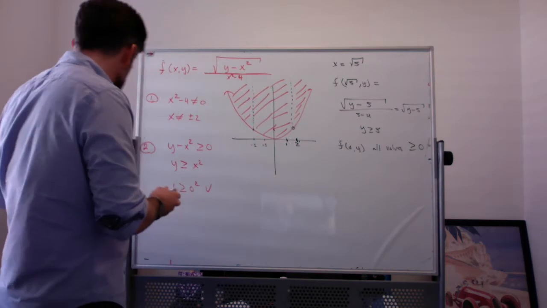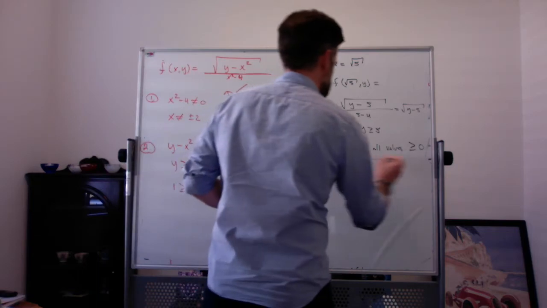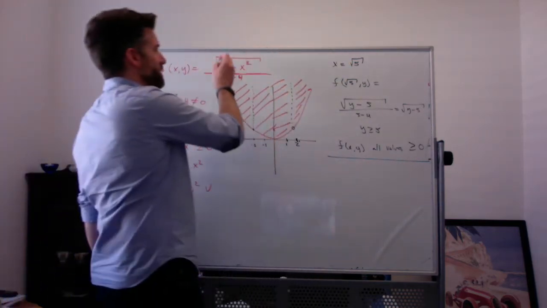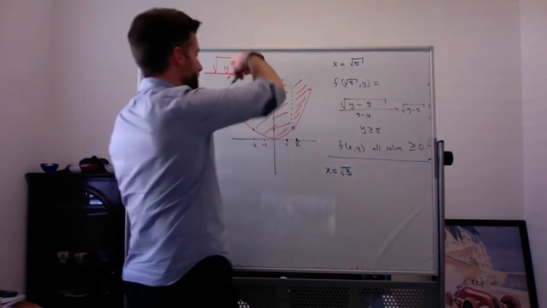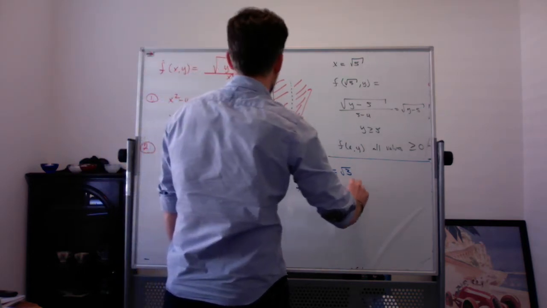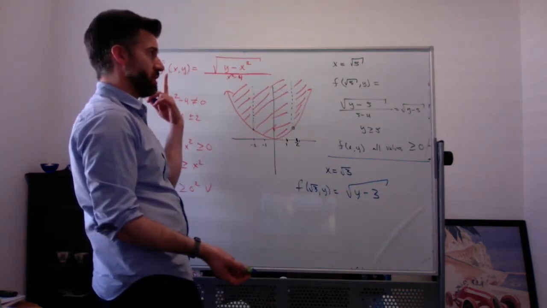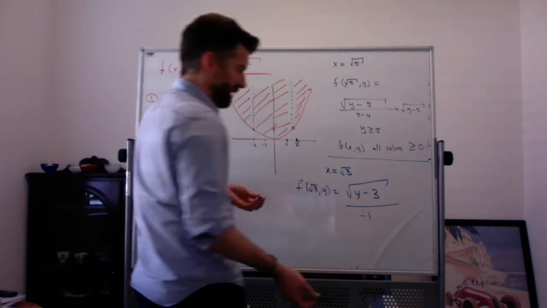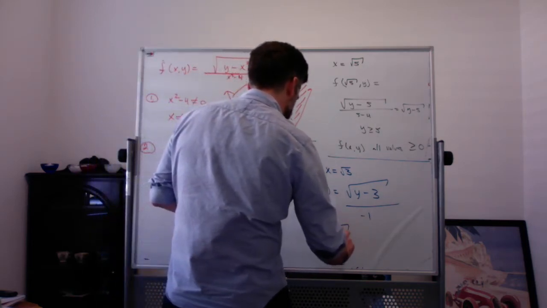But we can also get the negative ones, and we can do that by setting x equal to the square root of 3. Again, I'm trying to make the denominator plus or minus 1, and I'm pretty sure the numerator can be all the positive values. So if x is equal to the square root of 3, then f of square root of 3 comma y is equal to the square root of y minus 3, because x squared is 3, all over 3 minus 4, which is negative 1. Dividing by negative 1 just means you're changing the sign. So this is equal to the negative square root of y minus 3.